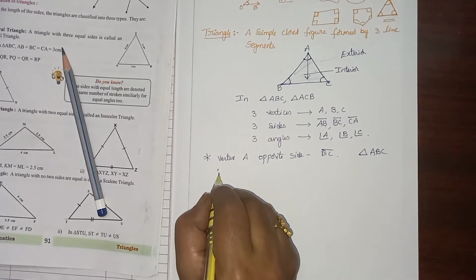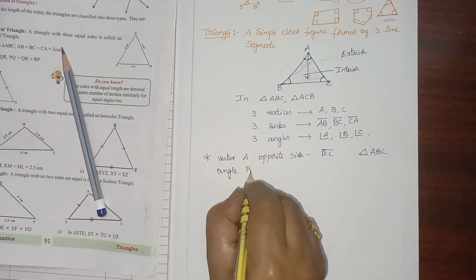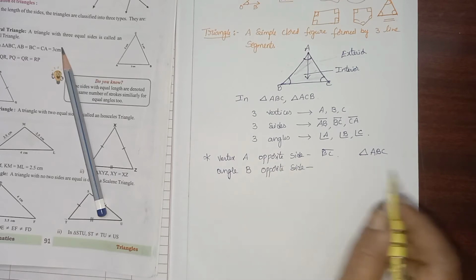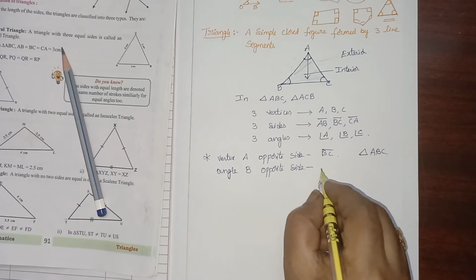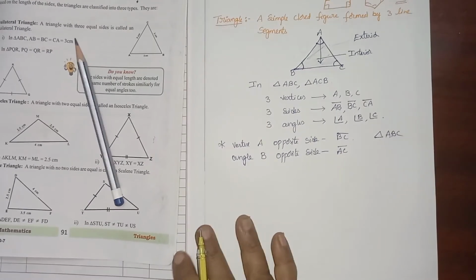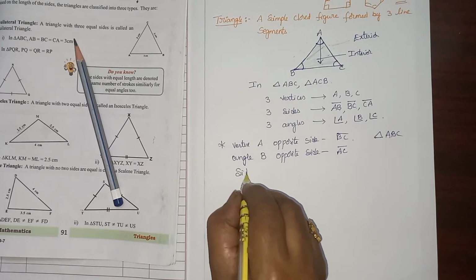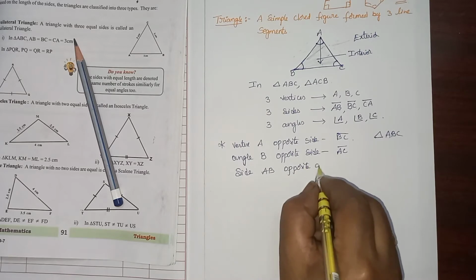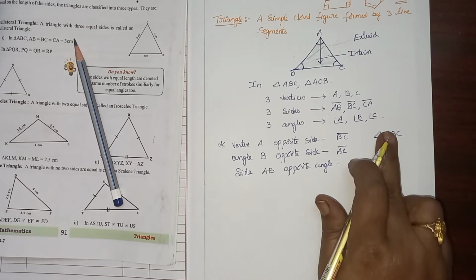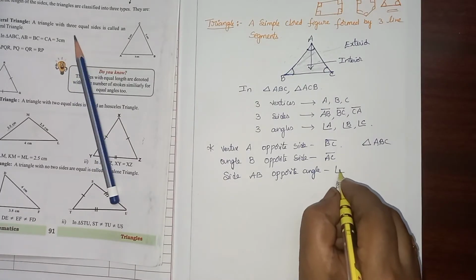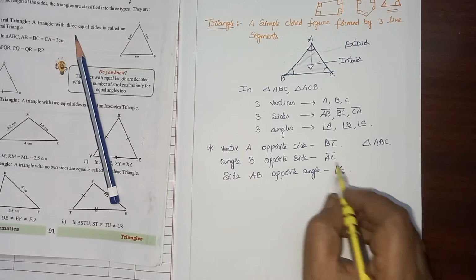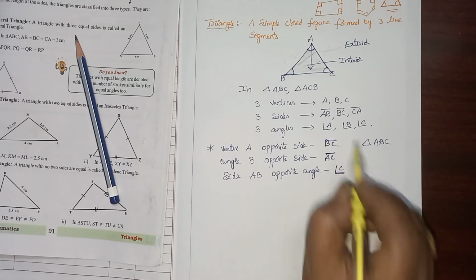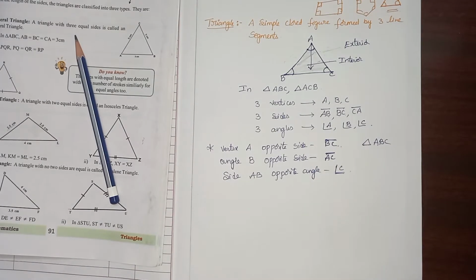Like this, angle B's opposite side. What is the angle B? Close the angle B, the remaining AC is the opposite side. AC is the opposite side. Like this, side AB's opposite angle. What is the opposite angle of side AB? Close AB, the remaining letter is C. That is angle C. Angles you can mention by angle, and sides you can represent by line segment AC and line segment BC. Like this.